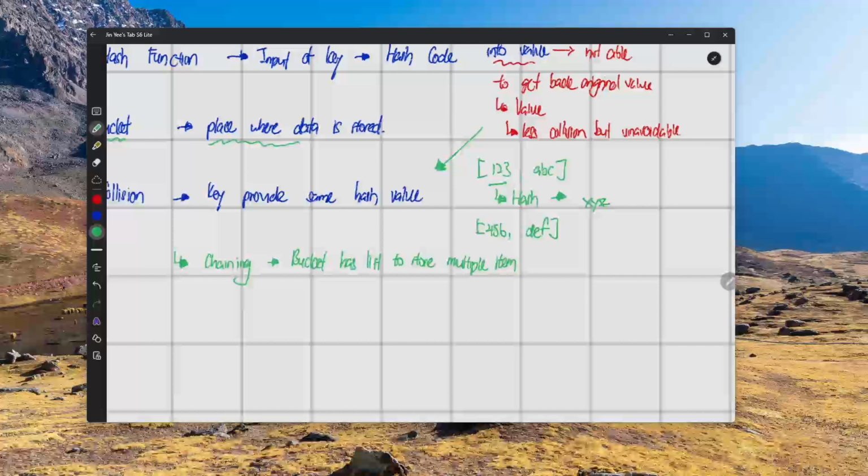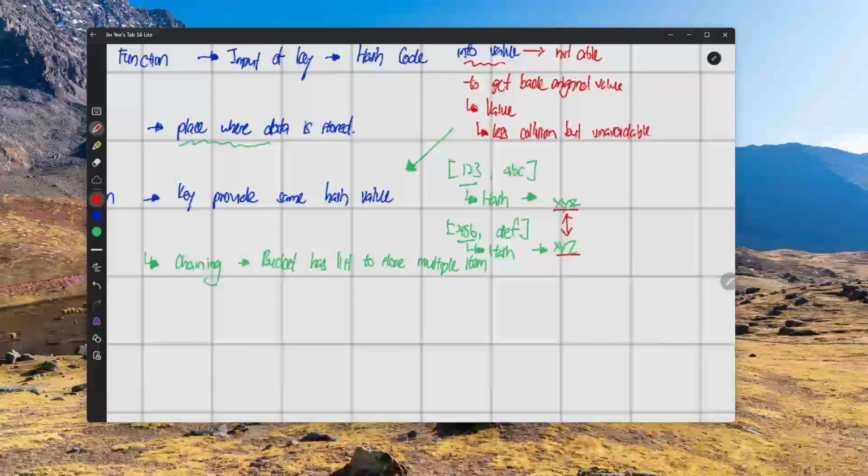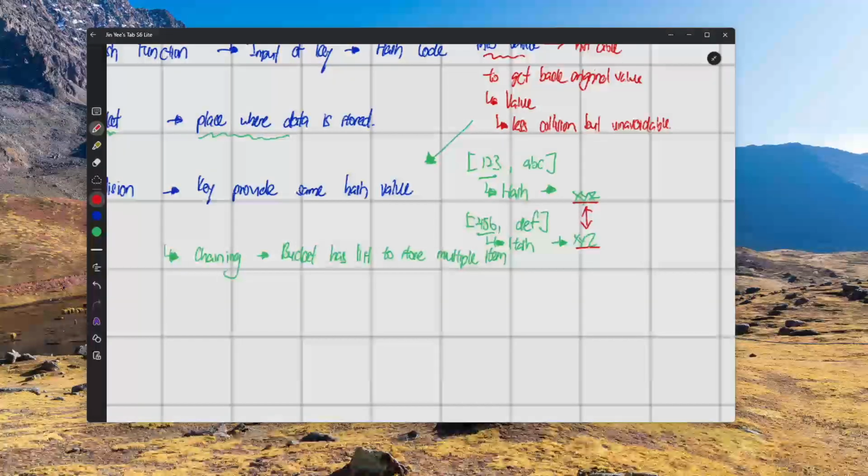Later I hash this key, and it also becomes XYZ. Do you see that? So both of these have a collision. So the key is in collision. How do we solve this? Since there is a collision, how do we process it? Do we throw it away? Of course not, right? If you throw it away, then the data will be lost.